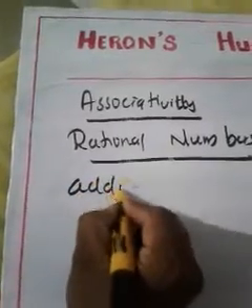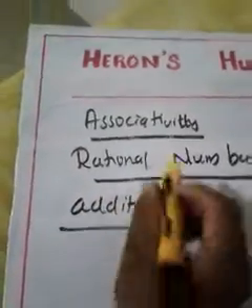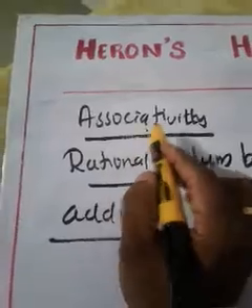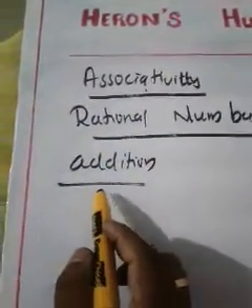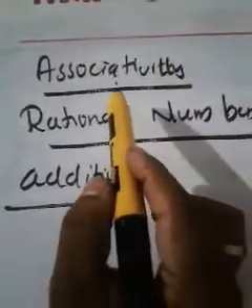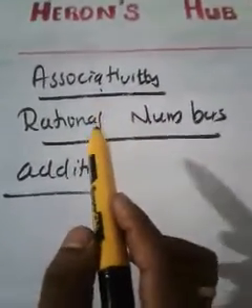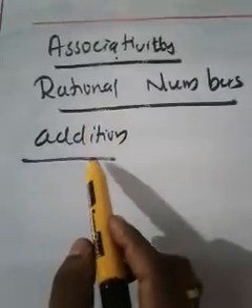Addition. You know the pattern of checking, isn't it? We need to select the property name first, then under which category of numbers, then under which operation. Let me select associative property. I am going to check in rational numbers, and the first operation is addition.